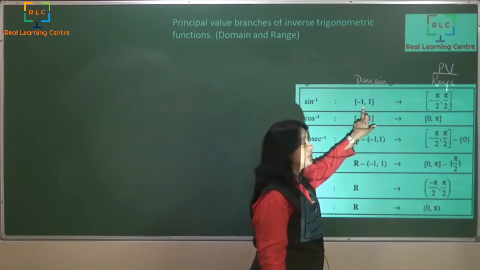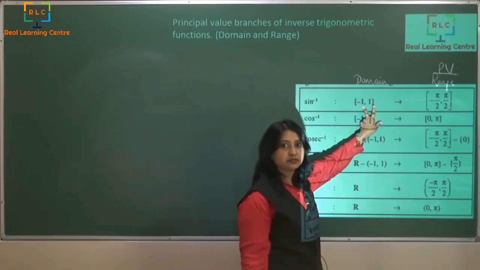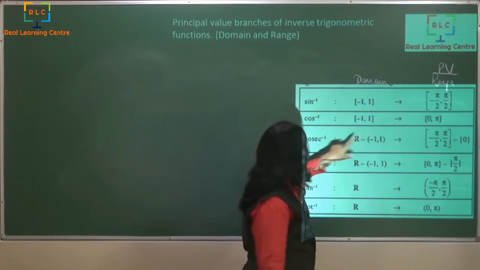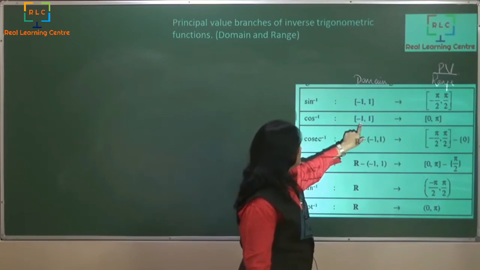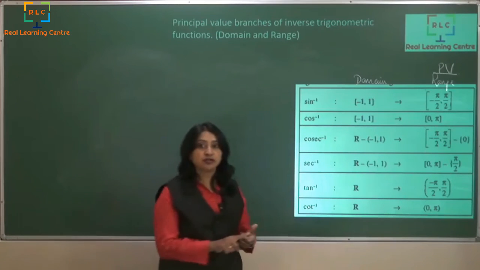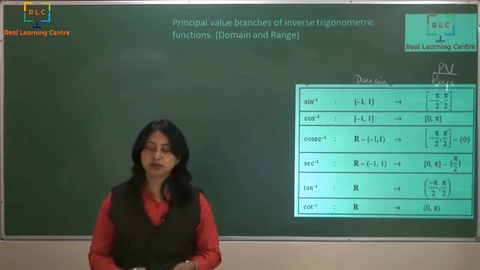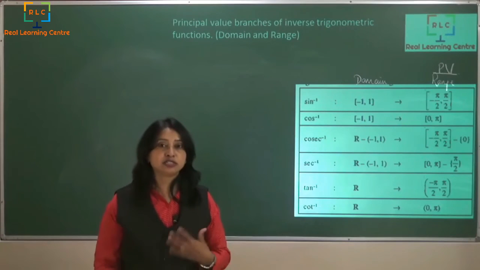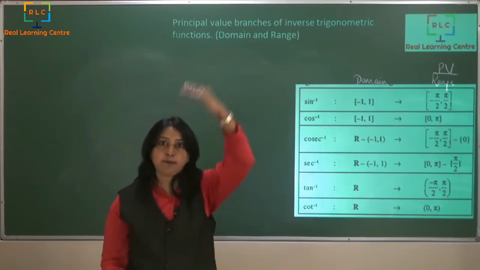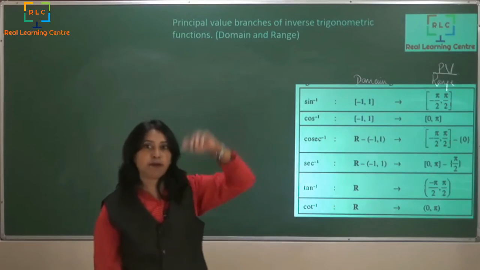Now you see sine. This domain should always be a number from -1 to +1, and we know that sine and cos both will have the same kind of domain. So cos also will have -1 to +1. Now I want you to understand like this. What is the reciprocal of sine? Cosecant. What is the reciprocal of cos? Secant. Cosecant and secant will be the graphs on the upper part and the lower part of sine and cos, is it not?